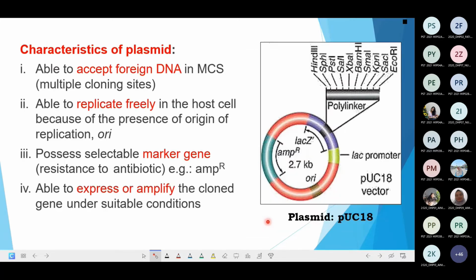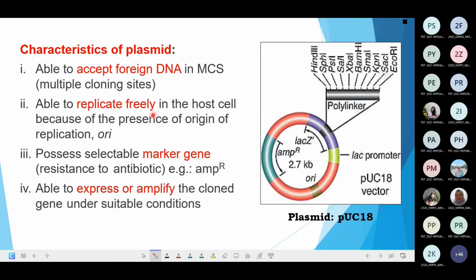And you need to know the characteristics of the plasmid. You need to know about this because this is one of the favorite questions in the exam or in the UPS. So you just look through the notes, in which you are given these 4 characteristics about the plasmid. For example, the plasmid should be able to accept the foreign DNA or the gene of interest. The plasmid must be able to accept the gene of interest or the foreign DNA in the multiple cloning site location of the plasmid that can accept this DNA from other organisms.